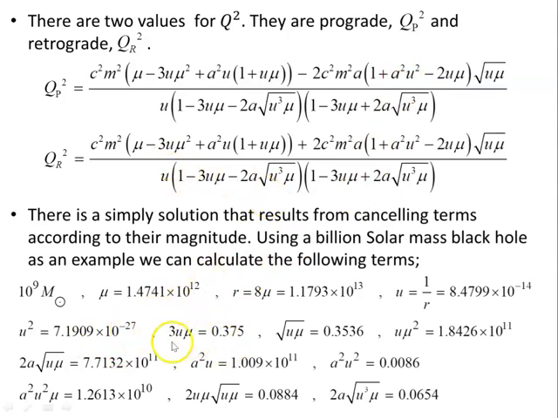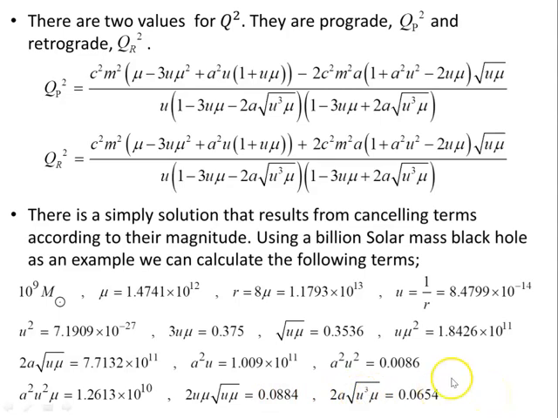Let's pick another. 3 u mu gives us 0.375, square root of u mu up here, 0.3536, small. But u times mu squared is of the order of 10 to the 11. 2a square root u mu is of the order 10 to the 11. a squared u is of the order 10 to the 11. a squared u squared is of the order of 10 to the minus 3. Okay. a squared u squared mu is of the order 10 to the 10. And this here, as you can see, is of the order of 10 to the minus 2. And again, this one 10 to the minus 2.